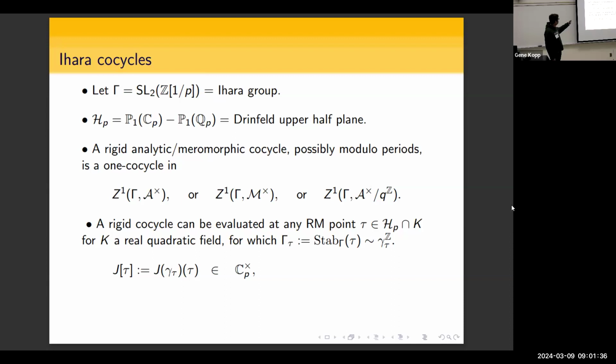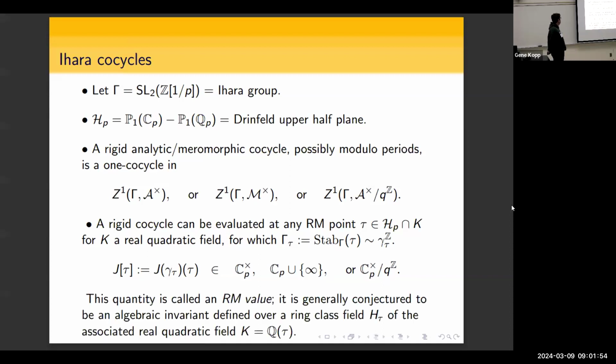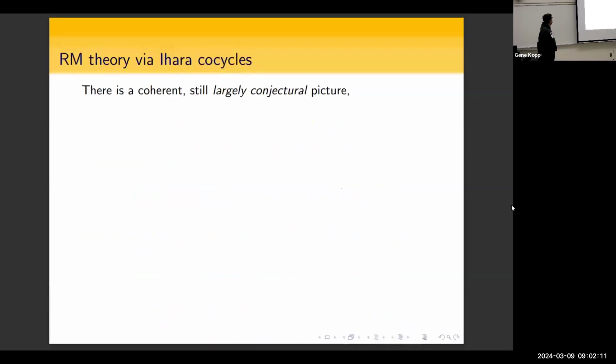This invariant is going to live in Cp* if we had an analytic cocycle. It'll live in Cp union infinity if we have a meromorphic cocycle, because you could have zeros or poles. And it'll live in Cp* mod q^Z in the third setting, if we have an analytic cocycle defined modulo periods. And this quantity is just called an Rn value. It's generally conjectured that it will be, in some sense, algebraic and defined over a suitable ring class field of the real quadratic field associated to tau. There's a natural order in the real quadratic field associated to tau, and that's what should happen.